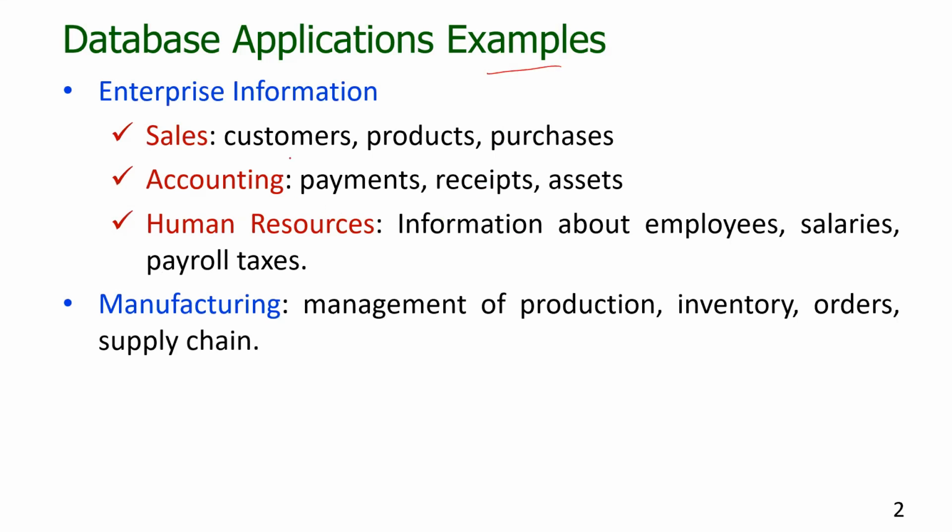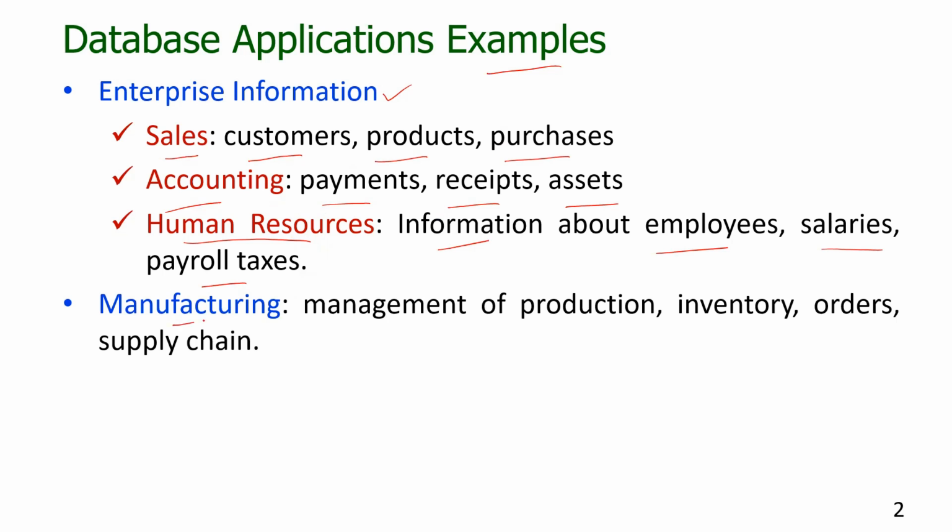Examples: if we consider enterprise information, what does it contain? Sales, accounting, human resources. Sales covers customers, products, purchases. Accounting covers payments, receipts, assets. Human resources covers information about employees, their salaries, and their payroll taxes. So these are the various things included in any enterprise.